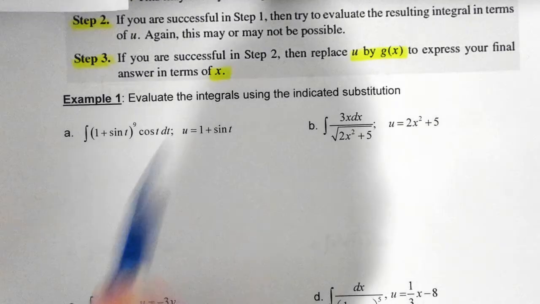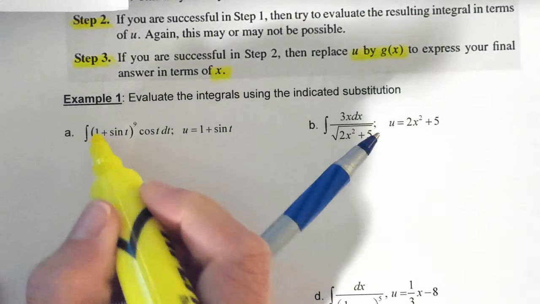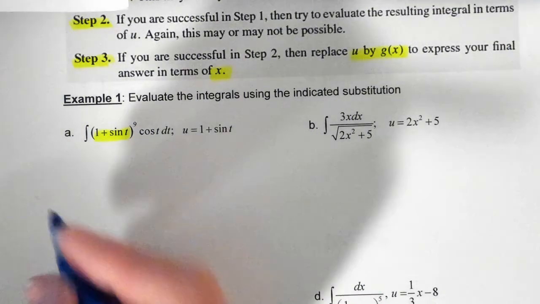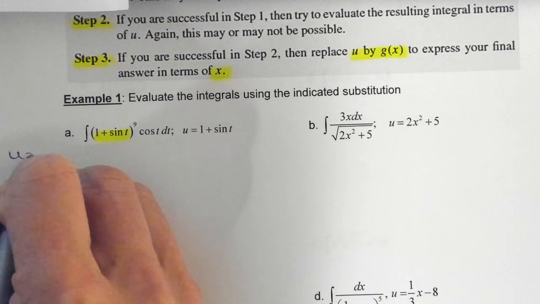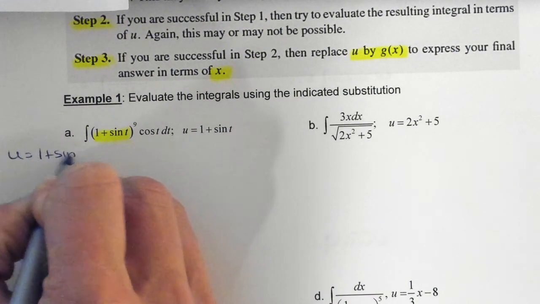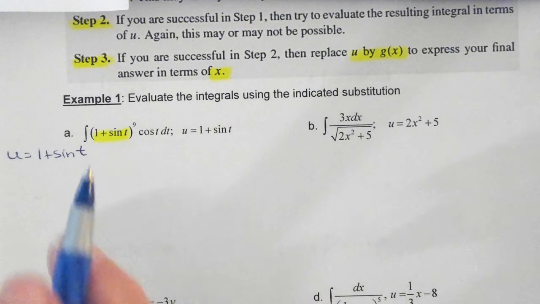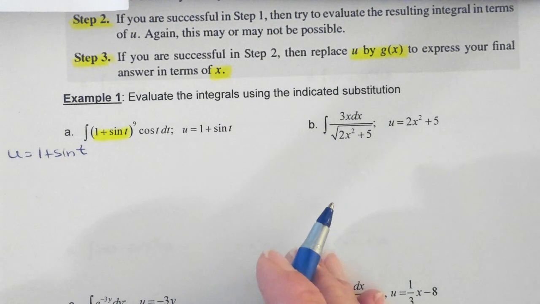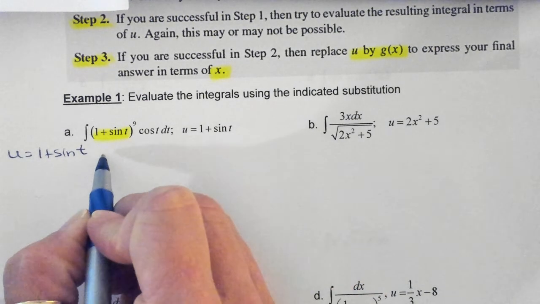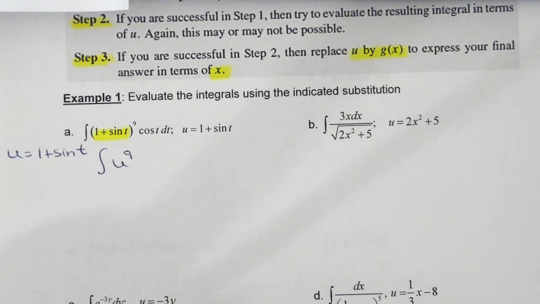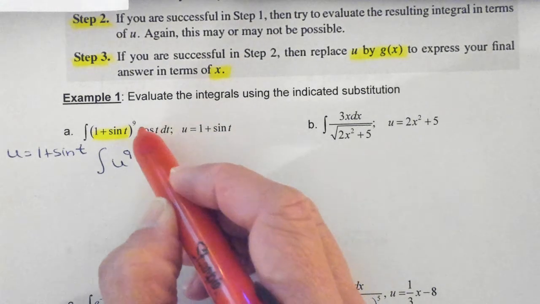So for example, they tell us what they want U to be. So they're saying that this is going to be our U sub. So even though it's written here, I want you guys to get in the habit of saying, okay, U is going to be equal to 1 plus the sine of t. So what that does is it allows us to begin to rewrite our integral in terms of U, meaning I have the integral of U to the 9th power. Now what do you notice? If I make this substitution right here for U, is there anything still there? Yeah, you have cosine of t dt.